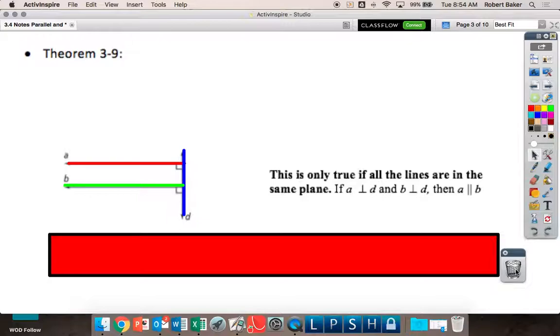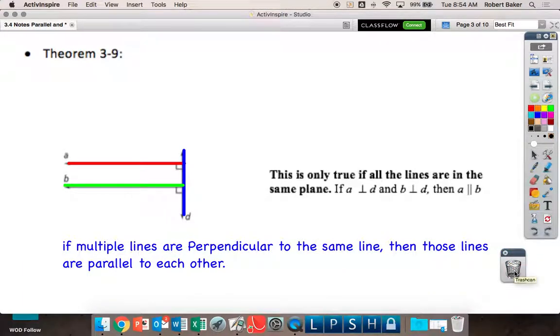Alright? How do you feel about that one? So Baker Talk says, if multiple lines are perpendicular to the same line, then those lines are parallel to each other. That's what I said. You can write it if you like it. If you don't like it, you can leave it alone. One more and we'll be done with writing. And it's just demonstration of knowledge.